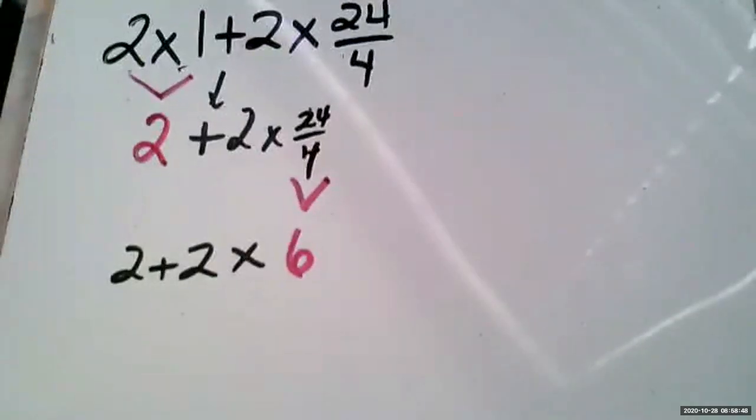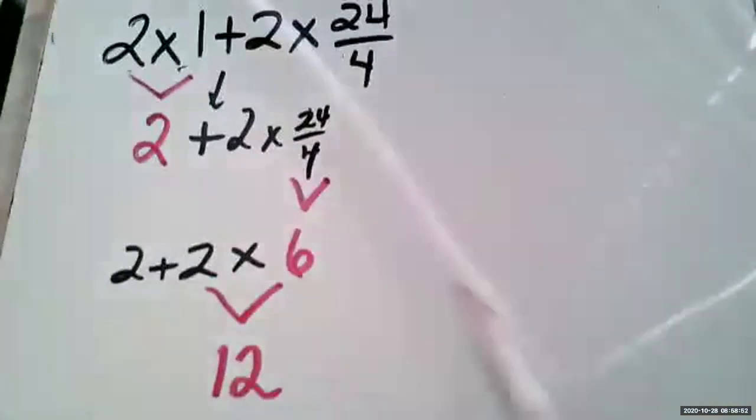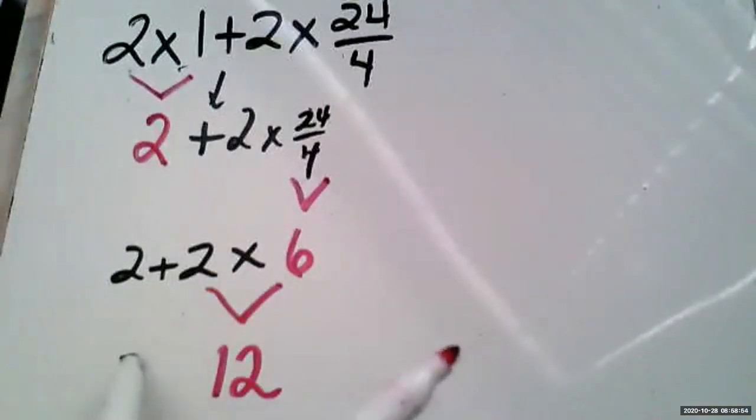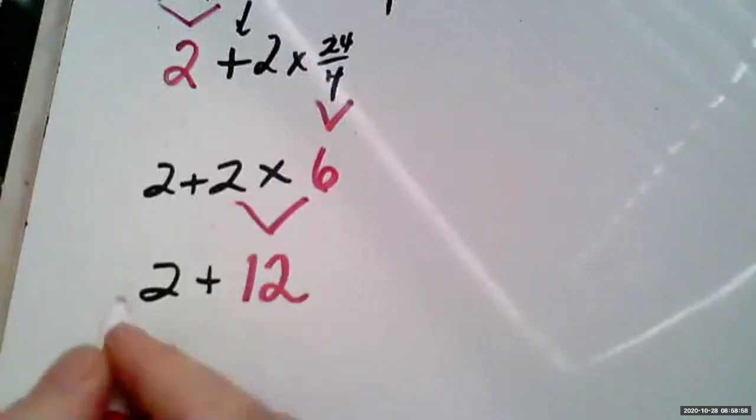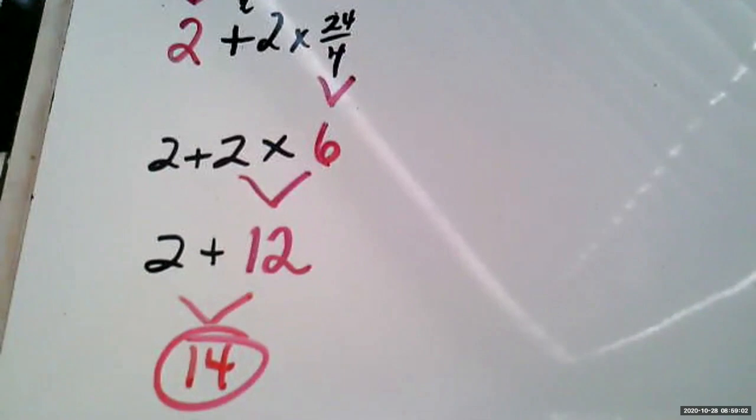Okay, next step, multiplication. 2 times 6 is 12. And bring down the rest. 2 plus 12 is 14. So yes, for all of you guys who got 14.